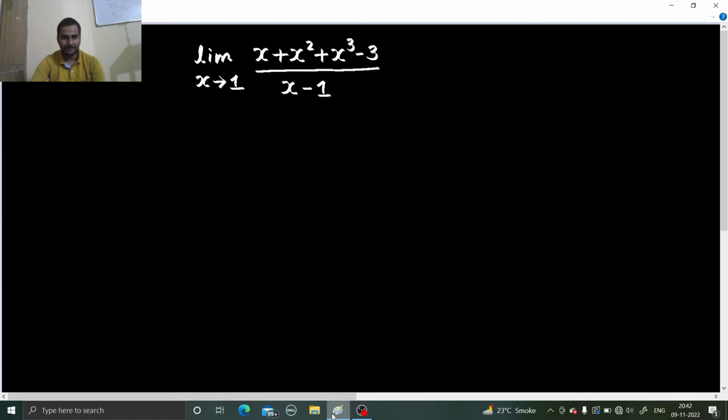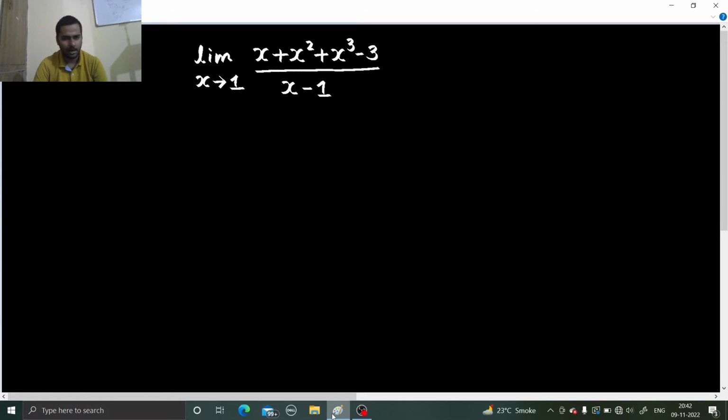It is limit x tending to 1, x plus x square plus x cube minus 3 divided by x minus 1. An interesting problem from limits.